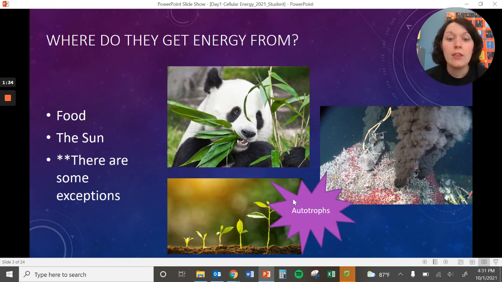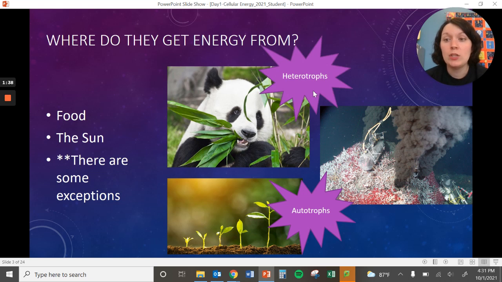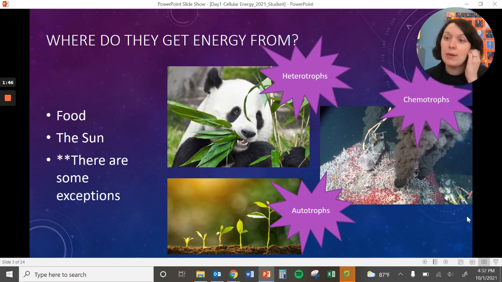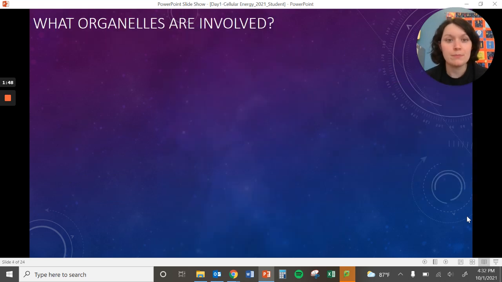Okay, so the things using the sun are going to be autotrophs. The things usually eating either other autotrophs or heterotrophs will be called heterotrophs. And then the ones that use deep sea vents are our chemotrophs, which are pretty rare.